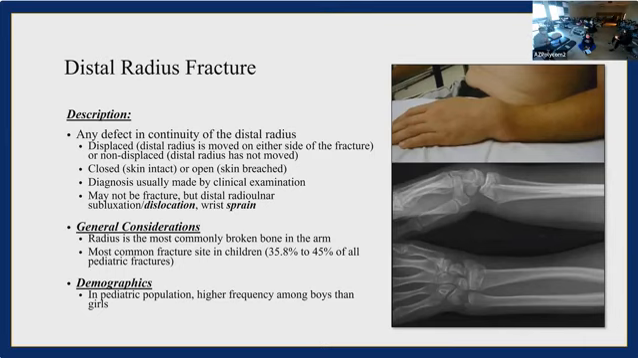Your consideration here is that the radius is the most commonly broken bone in the arm. That's important to know. The most common fracture site in children is the distal radius, and it's between 35 and 45% of all pediatric fractures. In the pediatric population, there's a higher frequency among boys than girls. I don't know the reason, other than I can speculate little boys may be more risk-seeking than younger girls are. That's a generalization, of course, but I think that may be why.